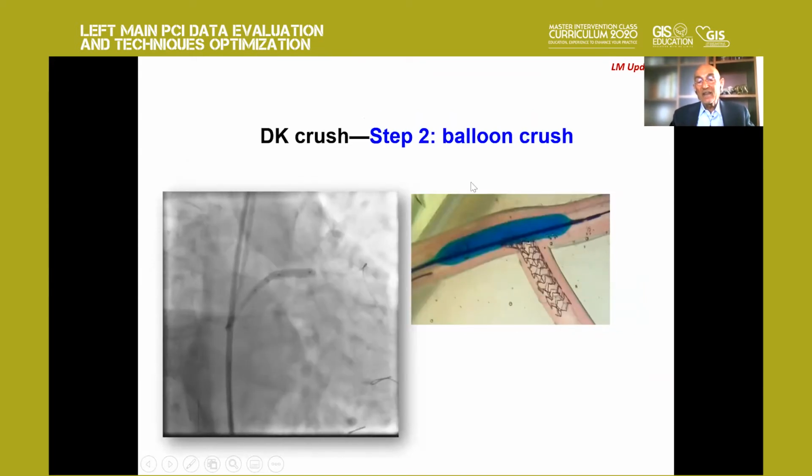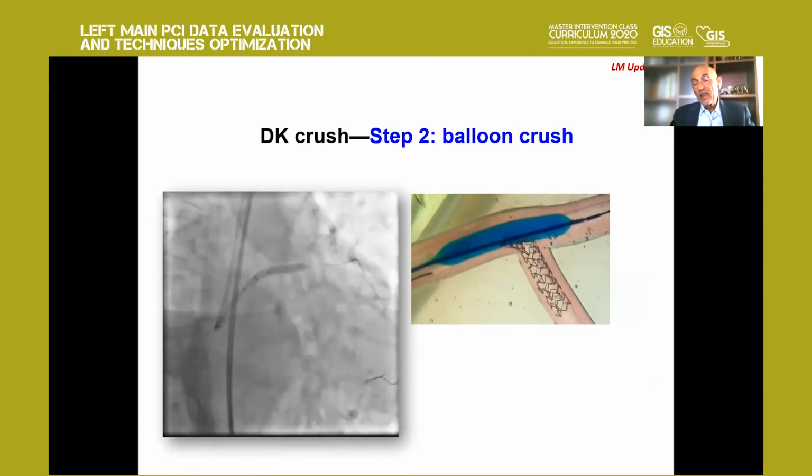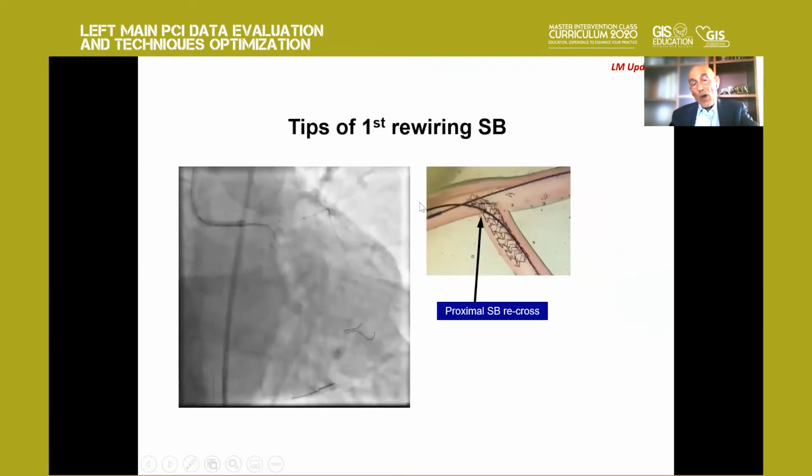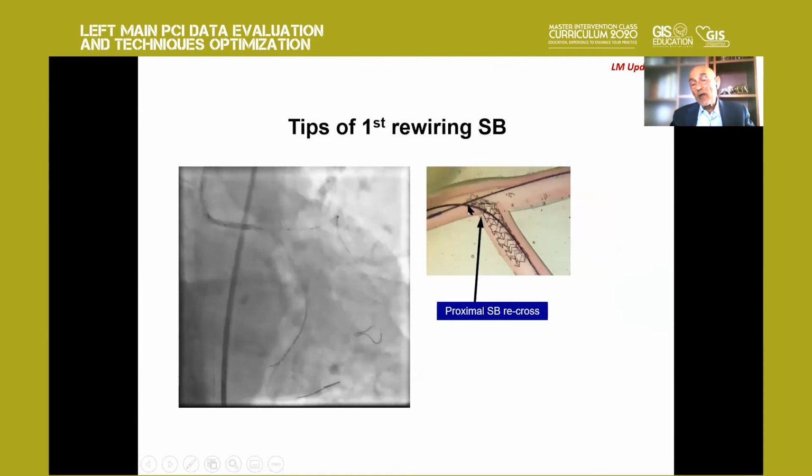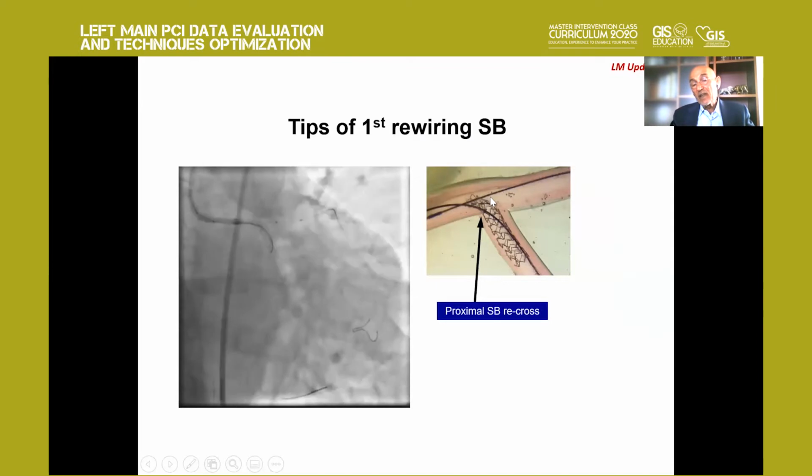Then the second step is, after you have stented the side branch, you will crush the protruding segment. You should try to minimize the protrusion in the main vessel. Crush that with the balloon already present in left main, in the main vessel. After this, rewiring to the side branch, and you should try to rewire proximally, because this will avoid crossing beyond the stent if you are crossing distally.